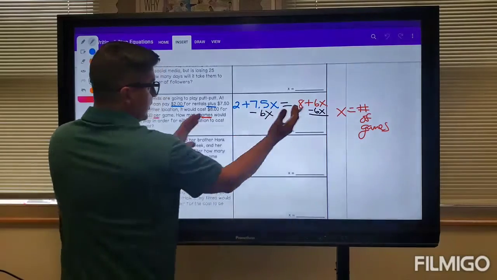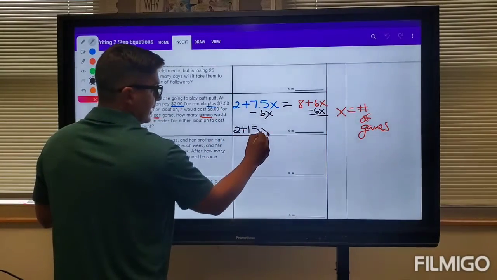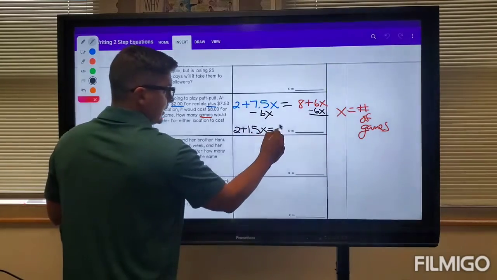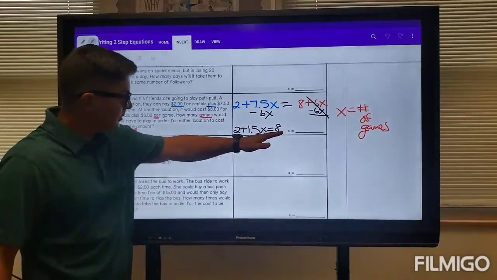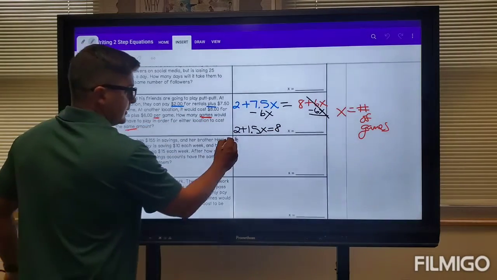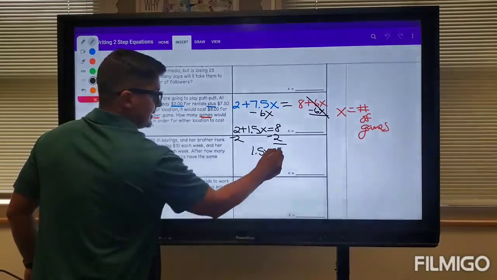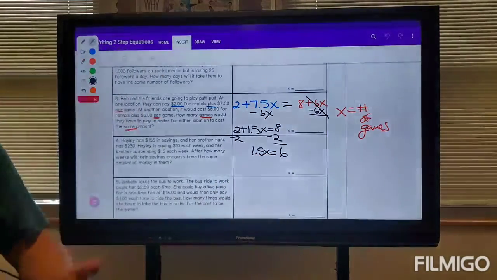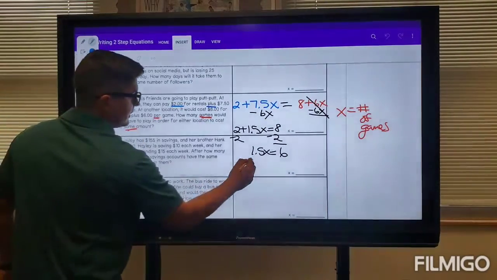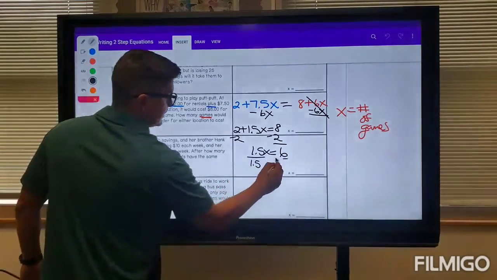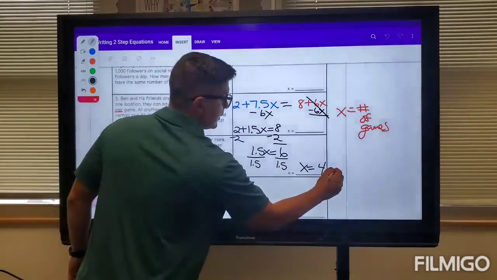Okay, so then on this side of the equation, I have 2 plus 1.5x equals, and I still have my 8 because those canceled out. I would subtract my 2 from both sides. So I have 1.5x equals 6. And the last and final step, as we know, divide both sides by 1.5. And then x is going to equal 4 games.